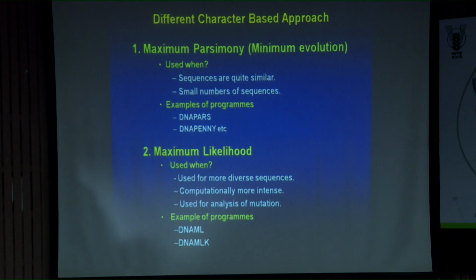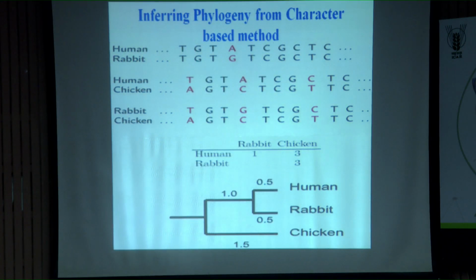Okay. Either maximum parsimony or maximum likelihood. Next. The example I am giving: suppose I am taking a human, a rabbit and a chicken, and I am trying to analyze some sequence. This sequence shows that between human and rabbit, in this gene, there is only one mismatch, so the score is 1. Between human and chicken there are 3 mismatches, so the score is 3, and between rabbit and chicken there are 3 mismatches, so the score is 3.